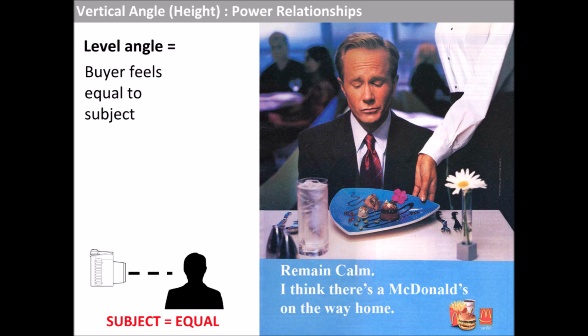Consider this example, an ad for McDonald's. The text says, "Remain calm, I think there's a McDonald's on the way home." The camera is positioned so that the buyer is vertically equal to the subject. A man who fears the fancy gourmet food he's been served isn't nearly as delicious as reliable McDonald's. The buyer is positioned at the same height to send the message that there are important ways in which we are equal to this subject. Even though he has an expensive suit and has to spend time at fancy overpriced restaurants, at heart the ad says, we're all the same. We all love McDonald's food more than anything else.